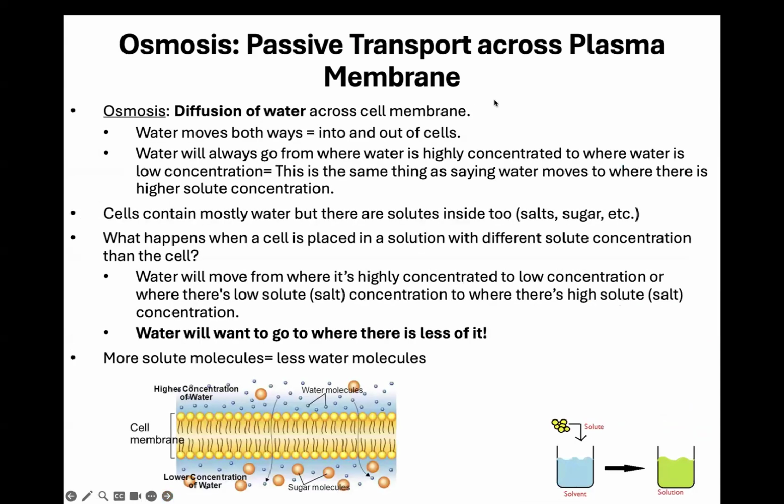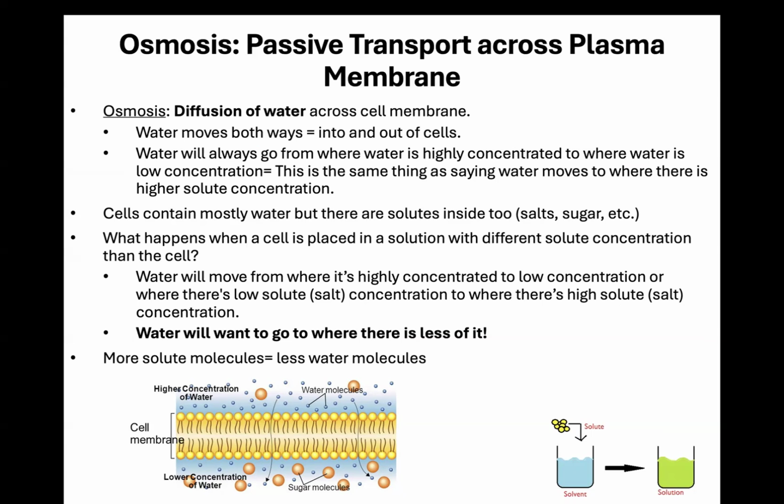So again, before we get into the solutions, osmosis is the movement of water. Water can enter or exit cells. It goes both ways. And water will always go from where there is more water to where there is less water. That's the same thing as saying water will always go from where water is highly concentrated to where water is in low concentration. So water moves to where there is less of it. Less of it means there's more salts, and I'll explain that in a second.